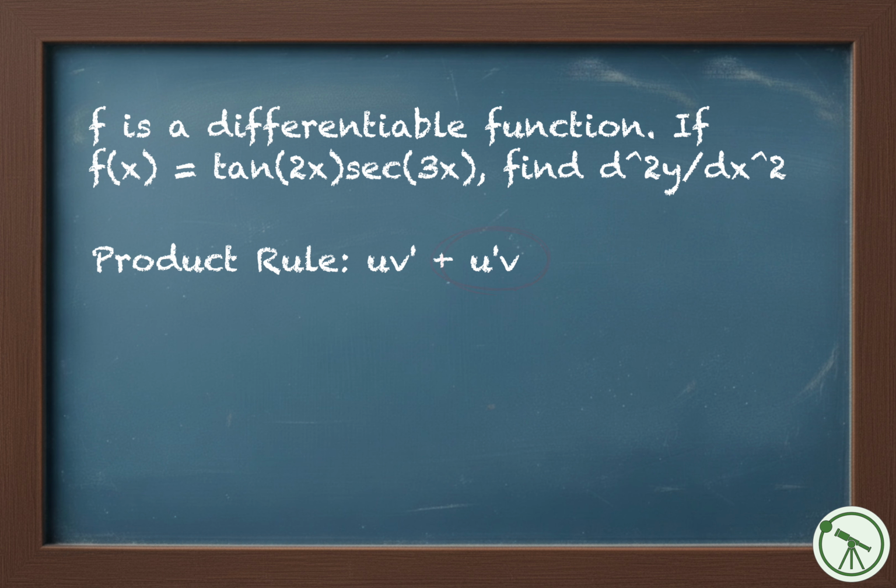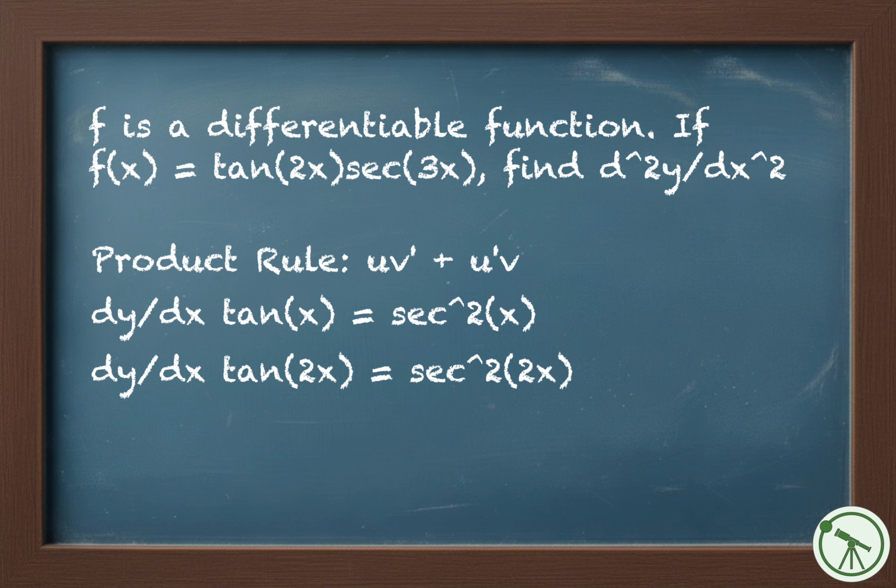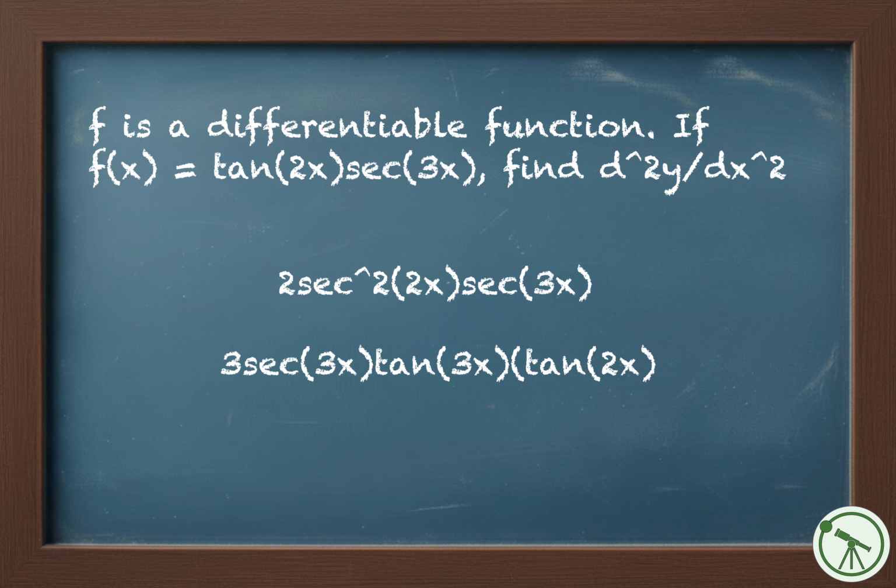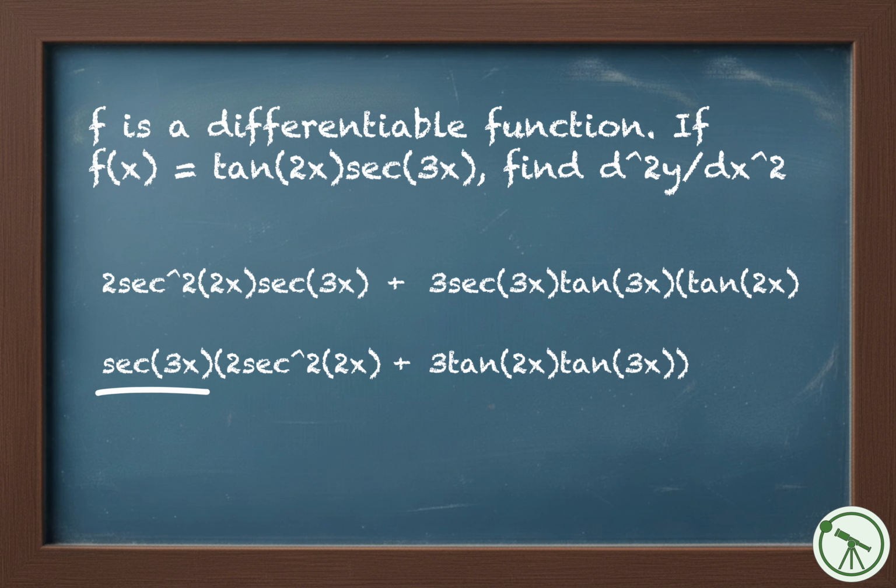Now onto the second part. This time we multiply the derivative of tangent of 2x times the normal version of secant of 3x. As we know, the derivative of tangent is secant squared, so tangent of 2x would go to secant squared of 2x. And obviously we have the chain, so we multiply by 2. Putting the second part of the product rule together, we should get 2 times secant squared of 2x times secant of 3x. Now if you look at both parts of the product rule, they both have secant of 3x, so we can just put it to the side and factor it out.